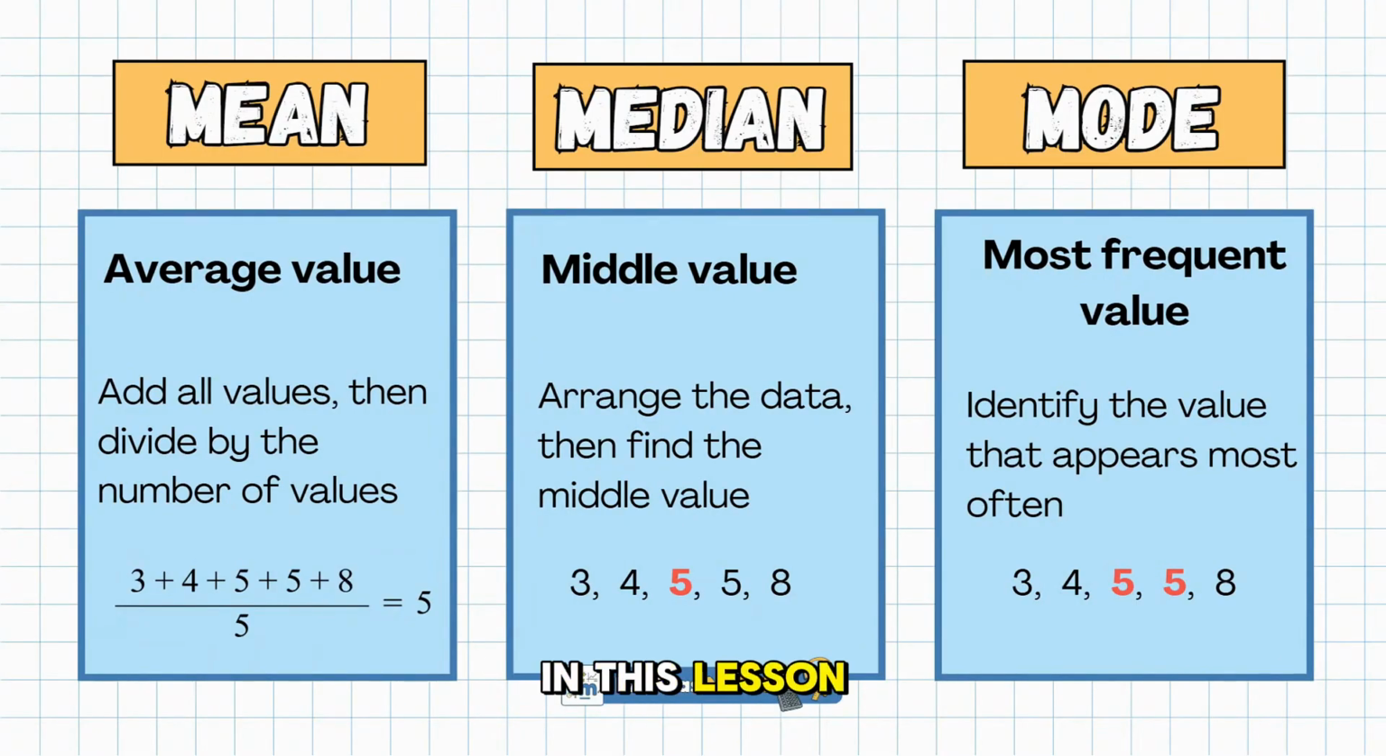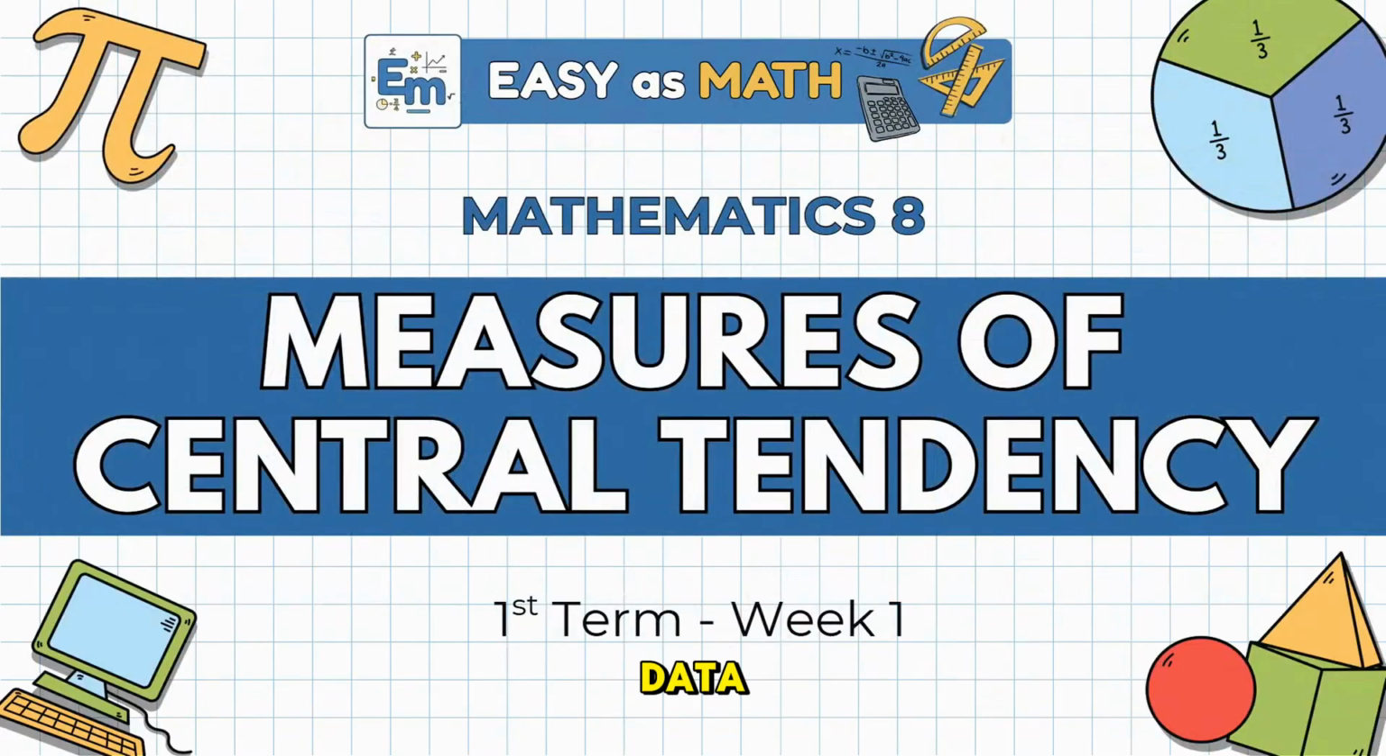In this lesson, we learned that the measure of central tendency describes the center or the typical value of a dataset. The mean is the average. The median is the middle value of an arranged dataset. The mode is the value that appears most often. These statistical measures help us summarize and understand the data more easily. That ends our lesson on measures of central tendency of ungrouped data.